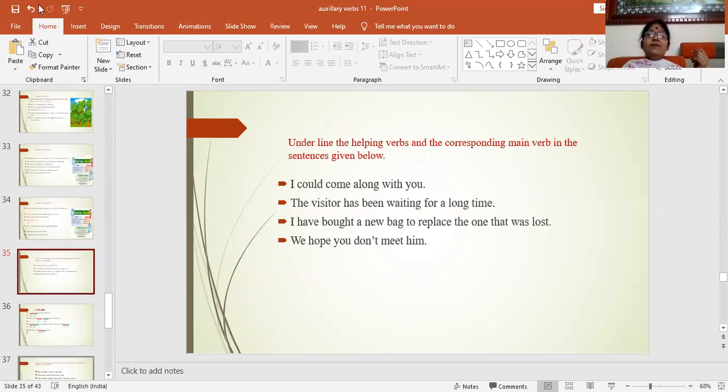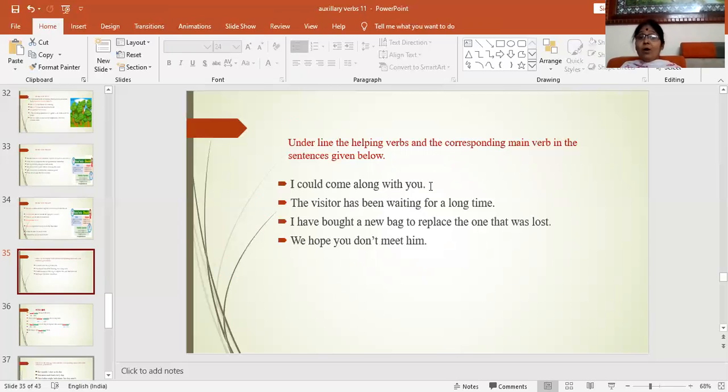So with this, we have learned how to use our helping verbs, that are primary verbs and modal verbs. Now let us do some exercises to know if we have understood the usage of words. Now underline helping verbs and the corresponding main verbs in the sentences given below. Now take your pen and paper and do it, and then we'll verify it with answers.